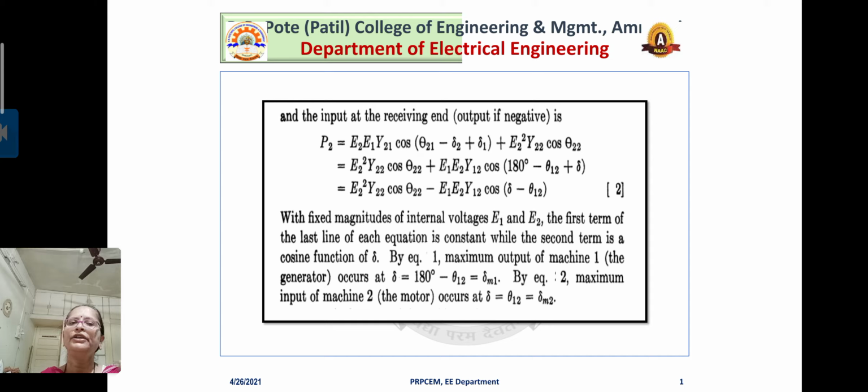Okay, and equation 2, maximum input of machine 2, that is motor, occurs at delta equal to theta 12, which is delta M2. Okay, so delta M1 and delta M2, these are important. Delta M1 is the angle at which the maximum output of machine 1 occurs, and delta M2 is the angle at which the maximum input of machine 2 occurs, right? So you have understood delta M1, delta M2.